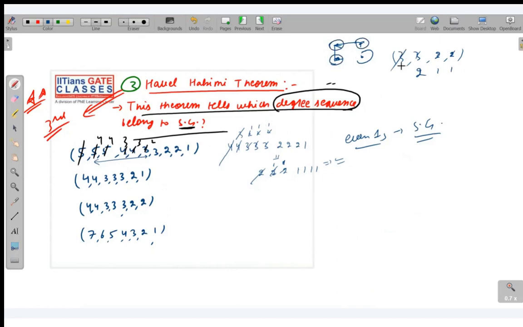So you will subtract 1 from the rest of the vertices. How many vertices? Obviously the degree was 3, so you will subtract 1 from these 3 subsequent vertices. Understood, sir. Okay, that's it. Let me take the next question.